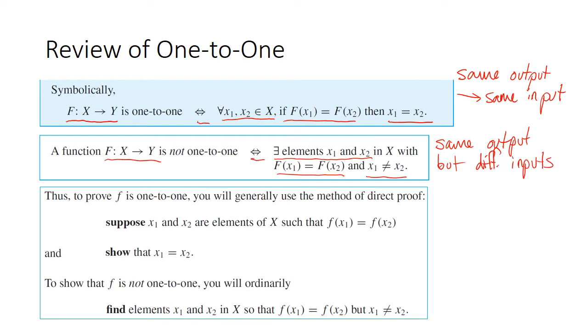Okay? And then the way that you prove that something is one-to-one is first you suppose that little x1 and little x2 are elements of the domain big X, such that little x1 and little x2 have the same output from the function. And then you show that that implies that little x1 must equal little x2. And then to show that the function is not one-to-one, you simply have to find some elements, little x1 and little x2 in big X, so that they have the same output, but they were not the same inputs. So let's go over some examples where we do that.